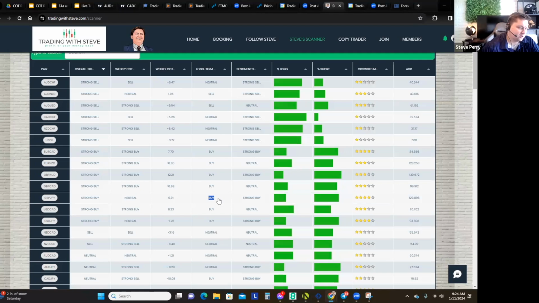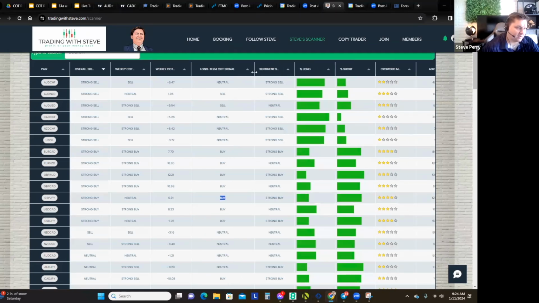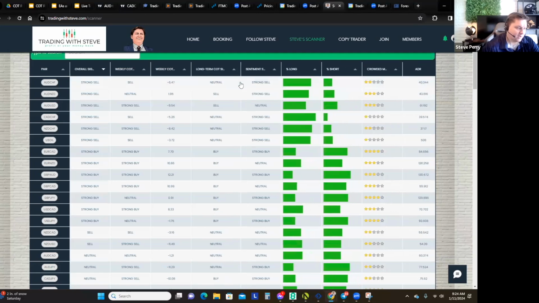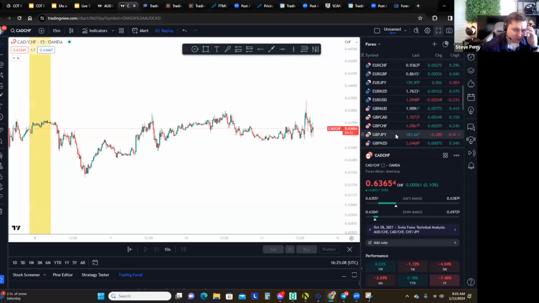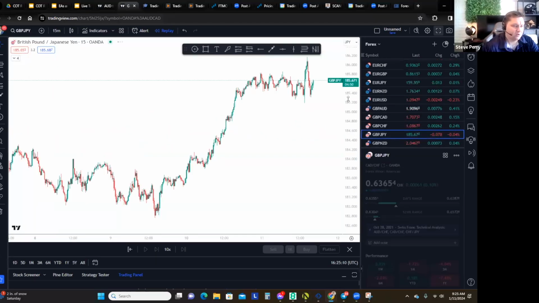The long-term signal was buy, and then the sentiment signal is a strong buy, and those two things combined were enough to create that strong buy bias on the pound yen. And if we go look at that, this is, I think, my best trade of the week as far as pips go. Let's take a look.